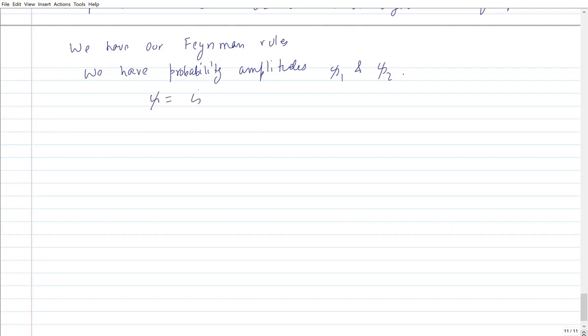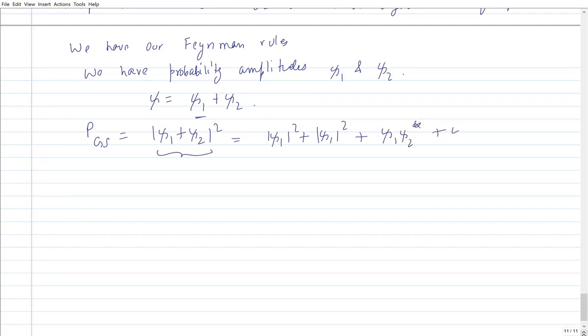We add up the probability amplitudes, not the probabilities. And the probability GS would be given by the individual probability amplitude, psi1 plus psi2, where psi1 is associated with the upper slit and psi2 is associated with the path the electron takes from the down slit. We add these up. And the probability is given by the modulus squared of the amplitudes, and in addition to P1 and P2, I get these interference terms.